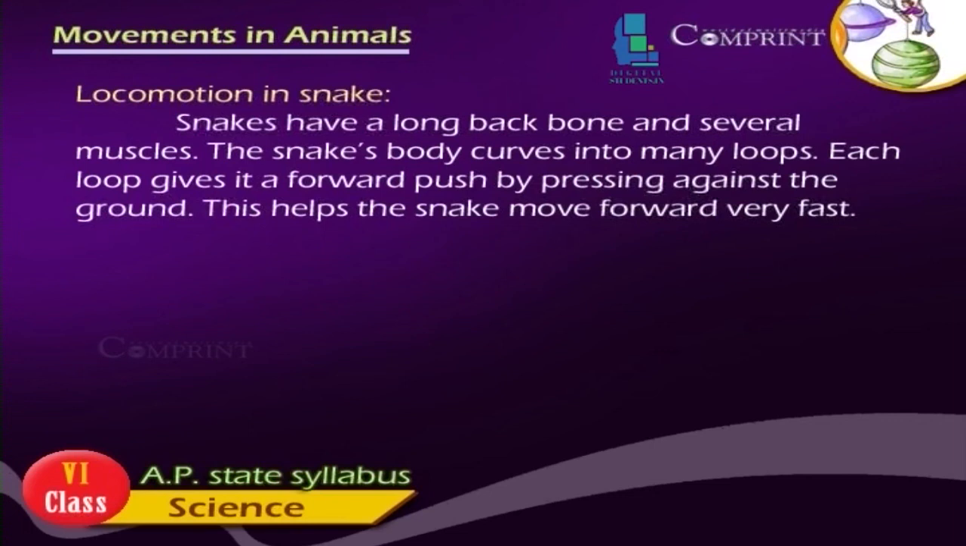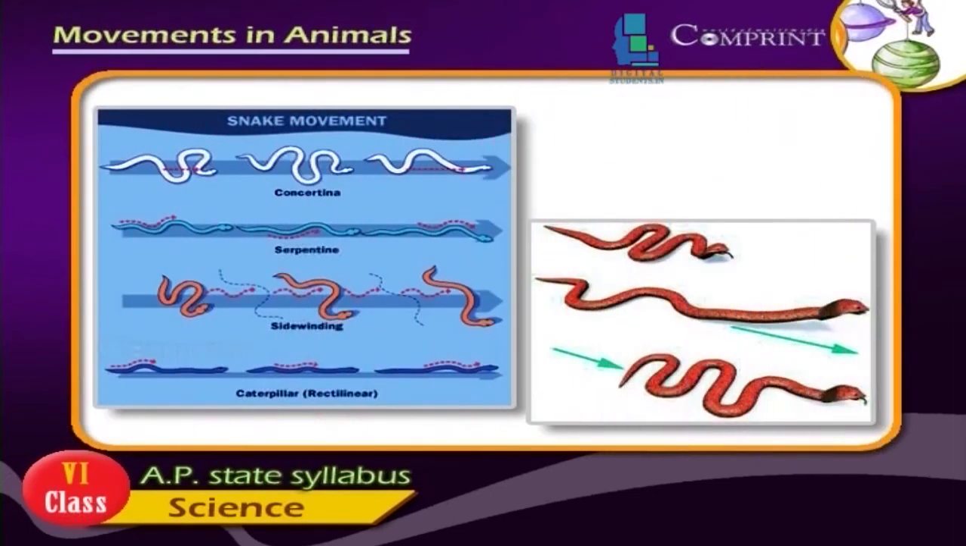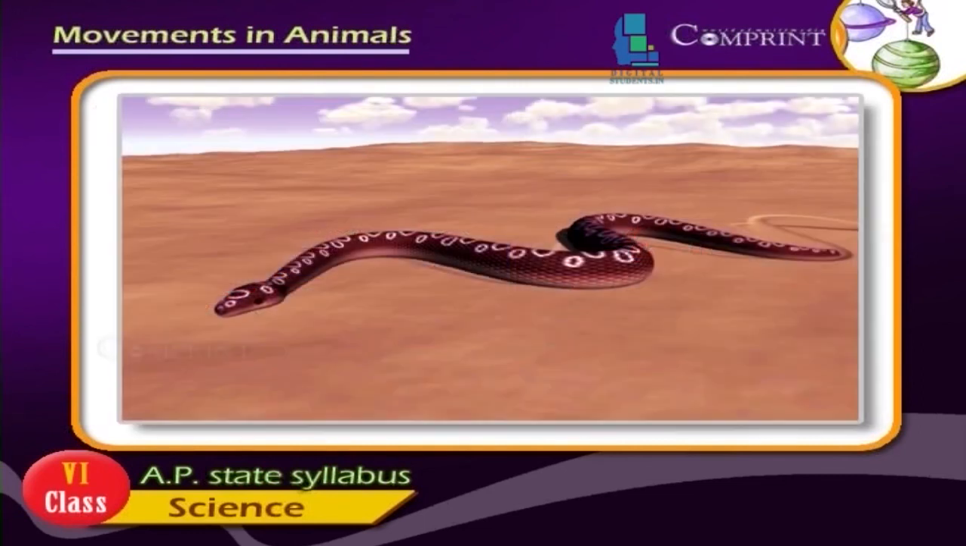Locomotion in snakes. Snakes have a long backbone and several muscles. The snake's body curves into many loops. Each loop gives it a forward push by pressing against the ground. This helps the snake move forward very fast.